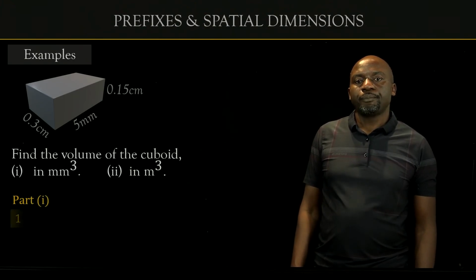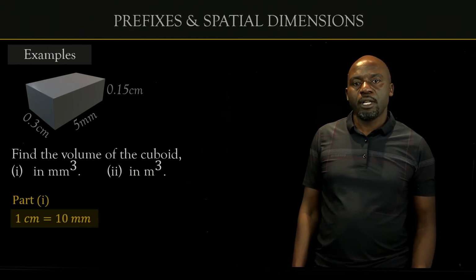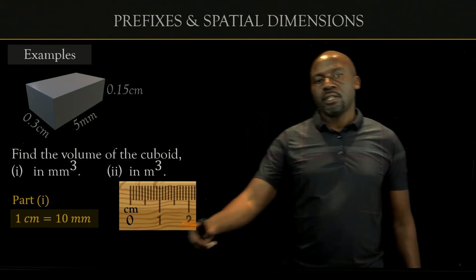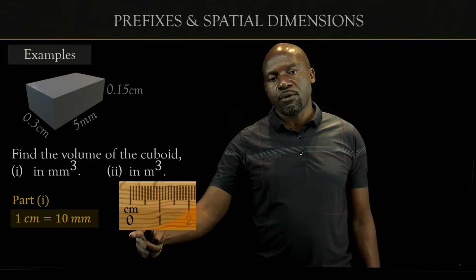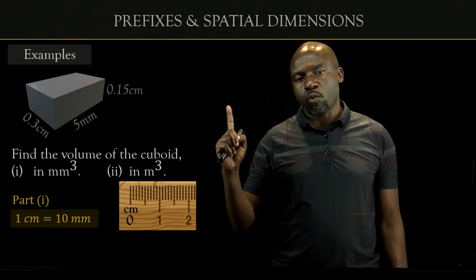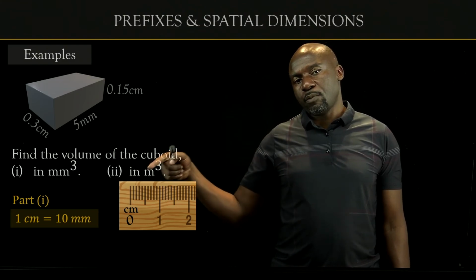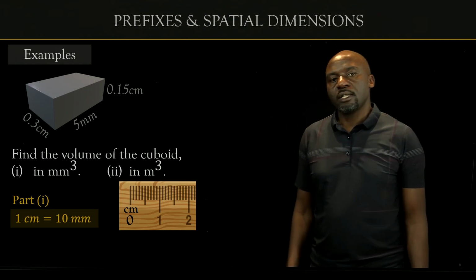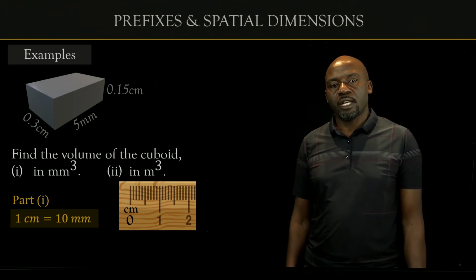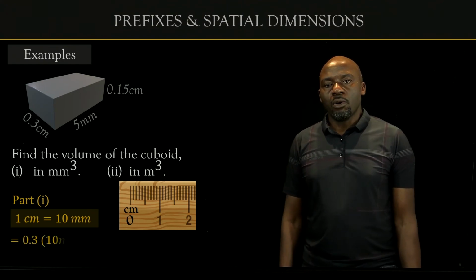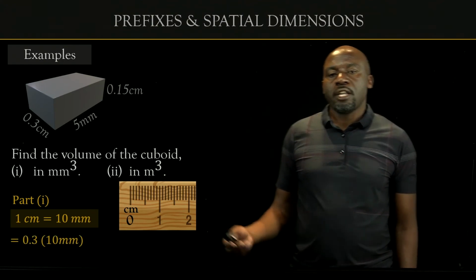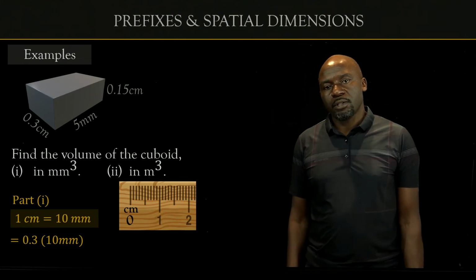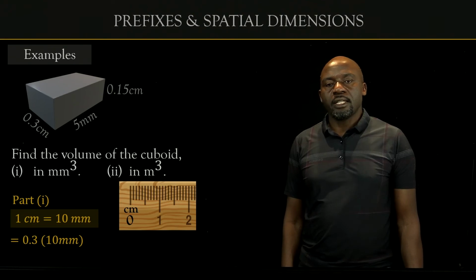So part A, we start by saying 1 centimeter is 10 millimeters. So okay, I've shown a ruler there to help you see. So the distance between the point marker for 0 and 1 there is the same as 1 centimeter. And you can see it's split up into 10 smaller bits, which are called millimeters. So 1 centimeter carries 10 millimeters. Okay, so 0.3, if we are going to change that to millimeters, we have to multiply by 10, because 1 centimeter is 10 millimeters.